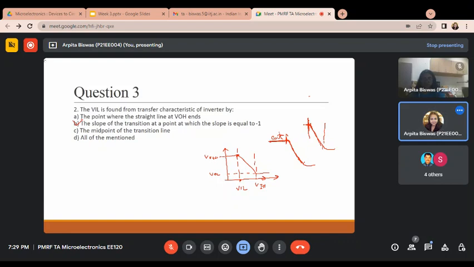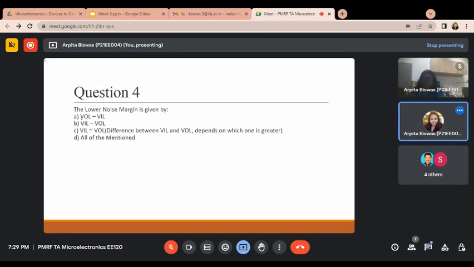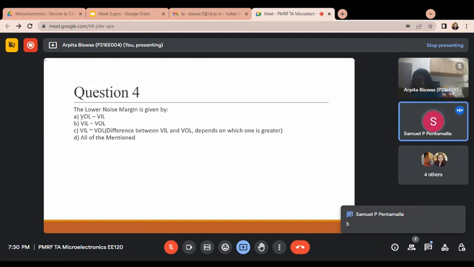Okay, so next we are moving towards question number 4. The lower noise margin is given by: the first option is VOL minus VIL, the second option is VIL minus VOL, the third option is the difference between VIL and VOL, depends on which one is greater, and the last option is all of them. So lower noise margin. Direct question, madam. Option B from my side, VIL minus VOL. Anyone else? What is the right answer? Ma'am, option B.